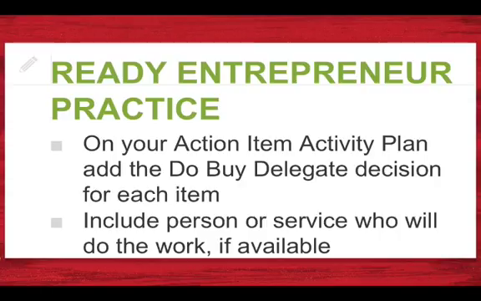Okay, we've mapped out the Ready Entrepreneur Do Buy Delegate practice. Your action now is to go back to your list of action item activities from the plan in Module 4 and decide whether you will do, buy, or delegate the work for each line item. Also, if you know this information, include the person or the service who will actually do the work. So that will help you understand where you have to do more research. If you don't know, you can label each action item with a Do Buy Delegate status so you will know where you need to spend money or time to get that work done.